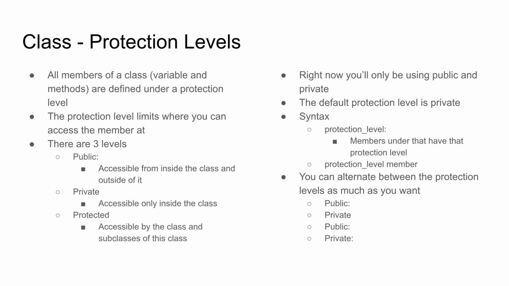We'll get to inheritance a little bit later. So right now, the only two that you're going to deal with are public and private. The way that you declare the protection level is just the protection level followed by a colon, and then from that line of code on, everything will be under that protection level. And you can keep alternating.